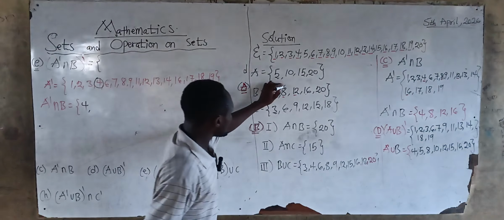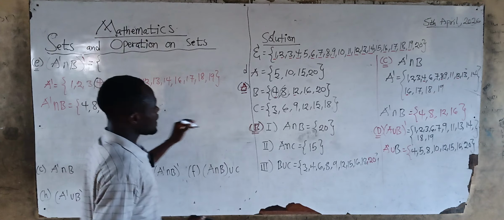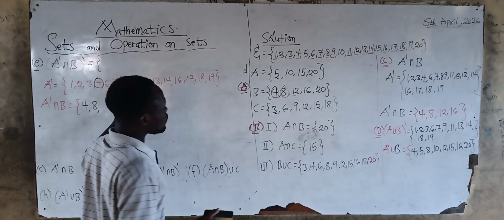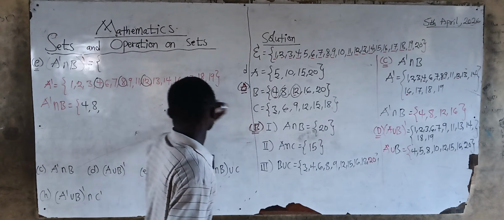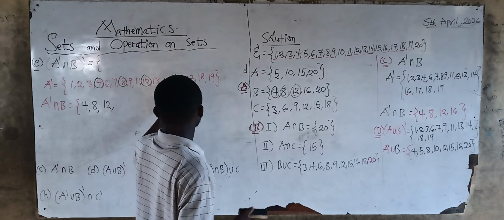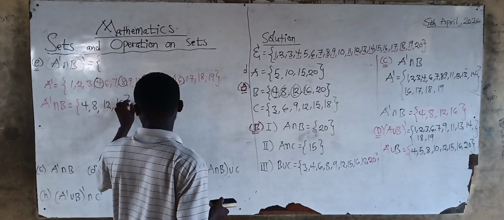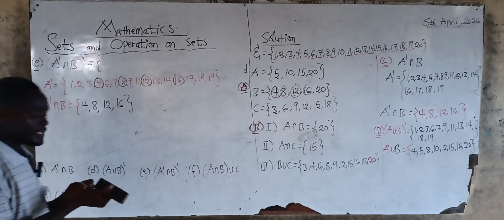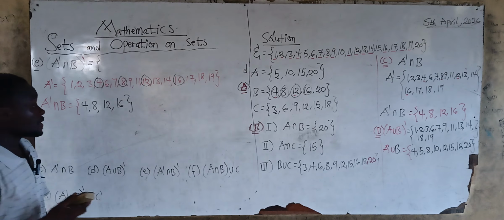I have 8 here, and I have another 8 here too. So here becomes another element. The next one is 12 here, and here too it is 12, so here too becomes an intersection. I have 16 here, and there's another 16 here too. So 16 becomes the intersection. It means I am done listing down the set of elements for A prime, or A complement intersection B. And I believe we are all following.